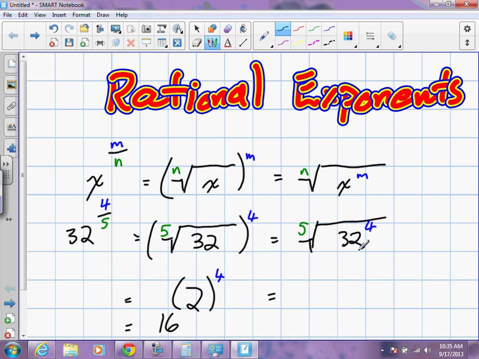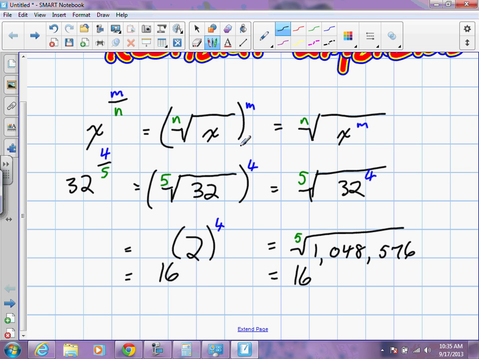What's 32 to the power of 4? It's 1,048,576. What's the fifth root of that? 16. Okay, so one of the ways looked a little simpler in this version, and I usually suggest to do it this way to find the root of a number first.